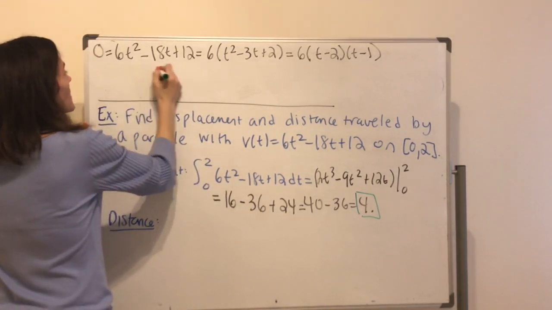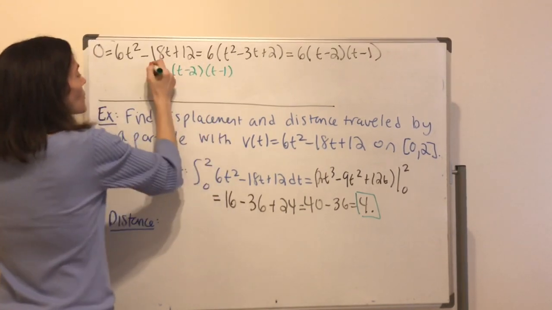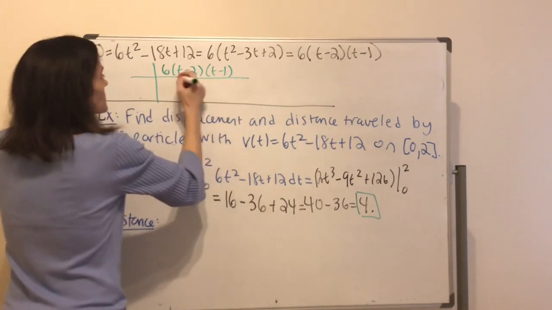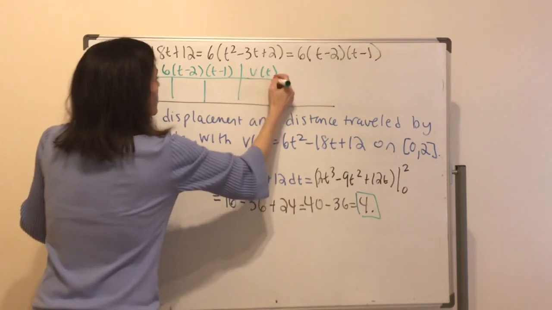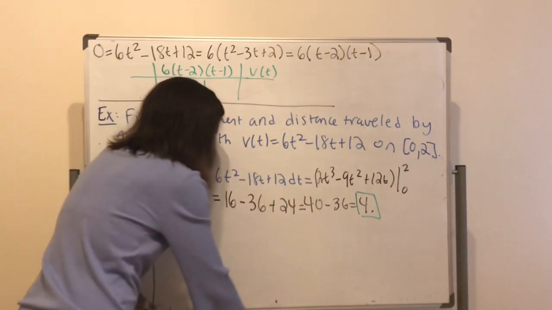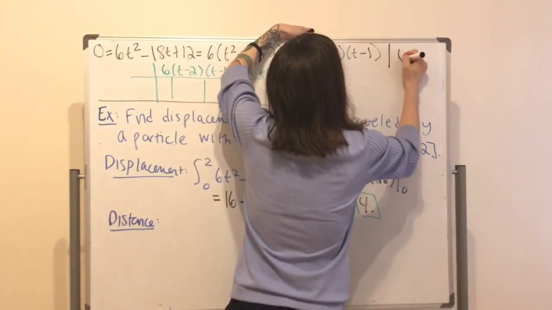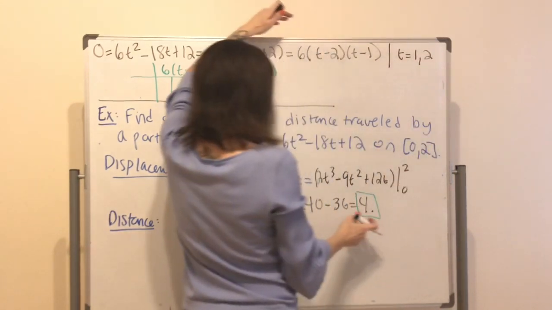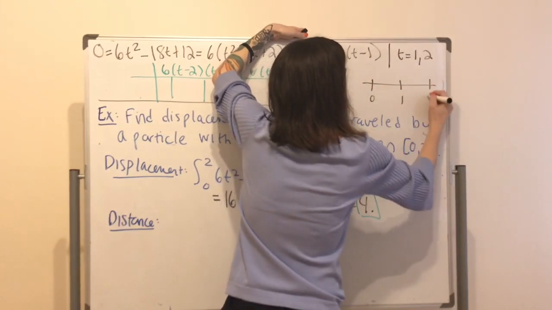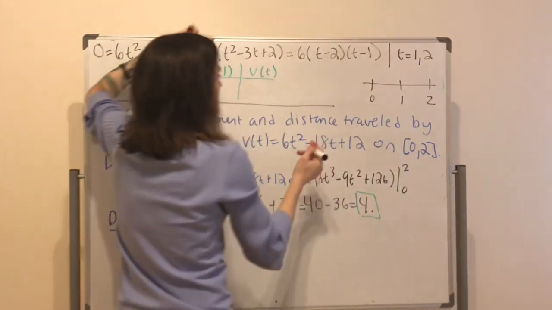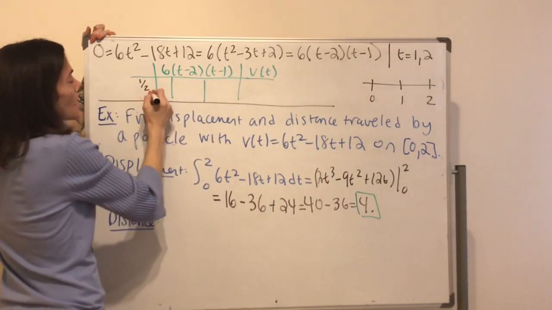But in any case, so here I would have 6, and then each one is going to be positive or negative, and then I will have v of t here. And then, okay, when we solve this, I didn't write that, maybe I should have. When we solve this, we get t is 1 and 2. Now, my interval is 0 to 2. And so I really just need to figure out here and here. So I could, for instance, evaluate this at 1/2 and 3/2.